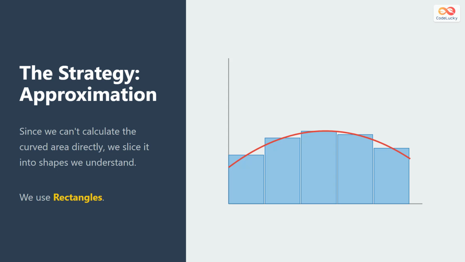Since we cannot calculate the curved area directly, we use a strategy called approximation. We slice the complicated area into simple shapes that we do understand. The most common shape used for this is the rectangle.